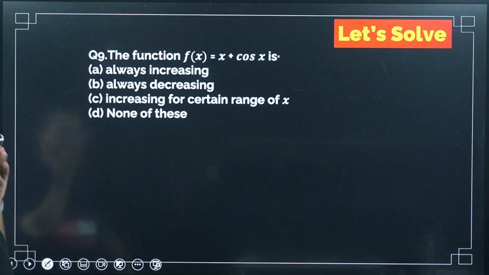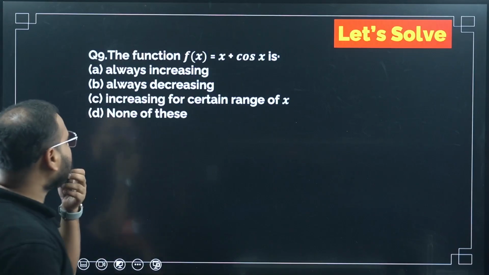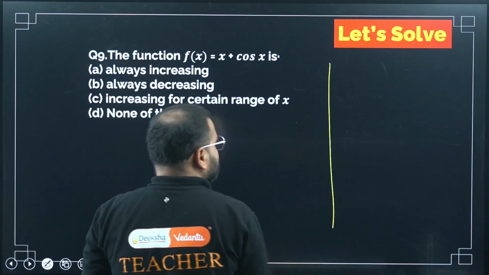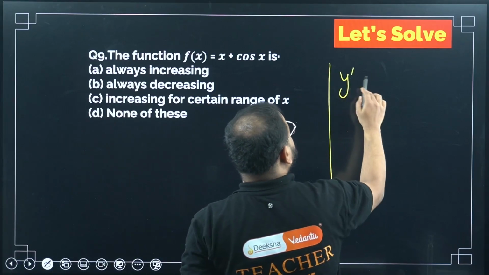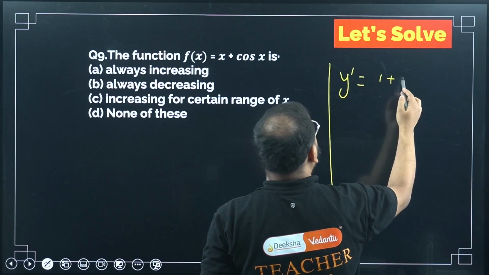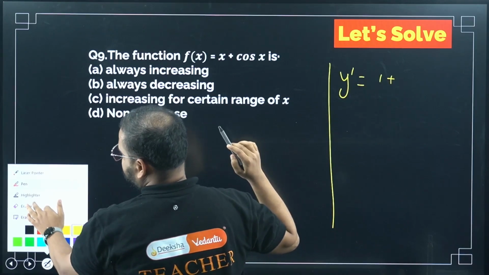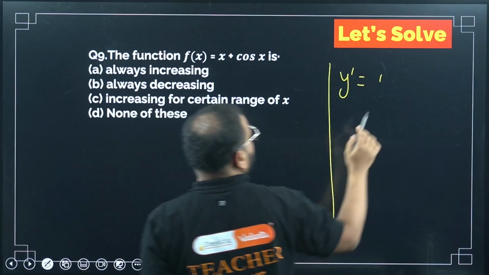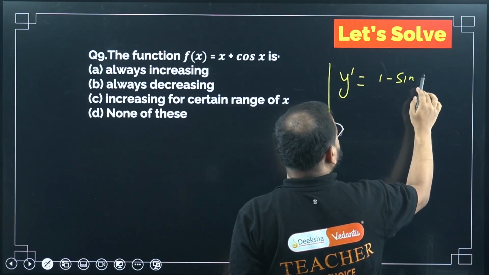आगे बढ़े? Okay. चलिए. Question number 9. The function f(x) equals x plus cos x. First thing is what? Find the derivative. 1 plus, cos x differentiation is minus sin x, right? So 1 minus sin x.